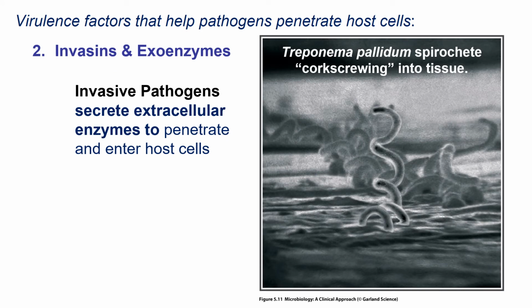Here's another example. This is Treponema pallidum, which is the organism that causes syphilis. It has those endoflagella, and it can corkscrew through tissues, but it also secretes enzymes that allow it to penetrate different host cells. This is why syphilis can be very serious after the initial sexually transmitted symptoms, such as genital blisters. Once it starts invading other tissues, it can be very, very serious. Particularly in later stages, syphilis can invade the brain, which can obviously be very serious.